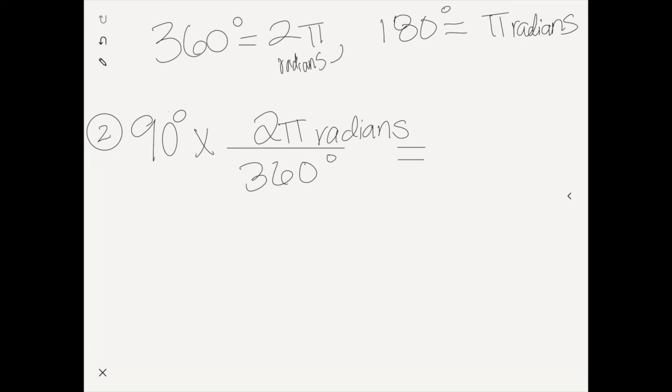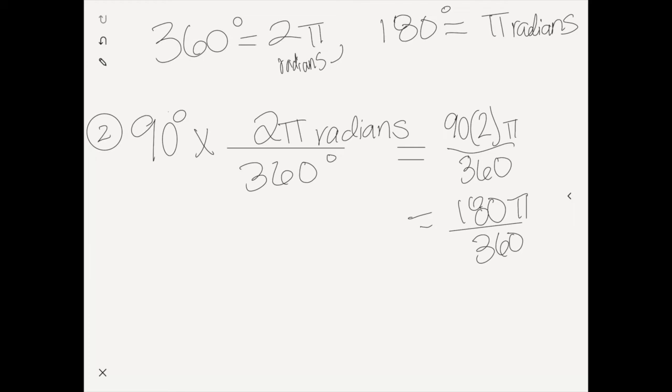Now, in this case, I'm actually going to leave my answers in terms of pi. When you are switching from degrees to radians, you don't have to necessarily multiply times 3.14. So I'm going to leave pi just as it is. So I'm going to have 90 times 2 times pi divided by 360. Now, 90 times 2 is 180. So we have 180 pi divided by 360. Remember, I want to leave my pi there, so I'm not going to do anything with it.